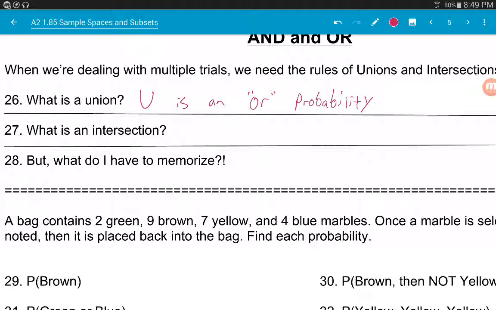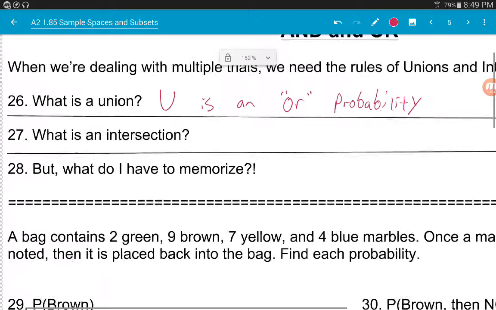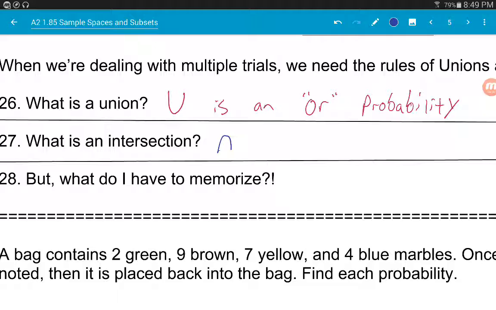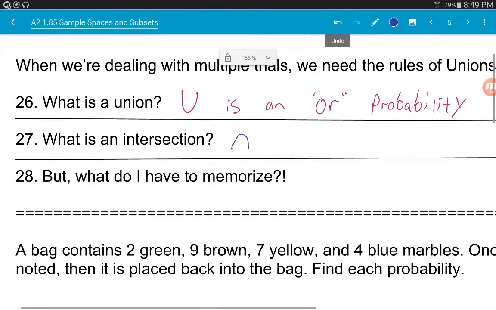What that means is that if you could get one outcome or another, and that would be okay, one or the other, then what you're dealing with is a union. For instance, if your friend was going to pick a drink for you at random, and you were okay with it being a Pepsi or a Coke, that would be a union probability. An intersection is more complicated. All you have to do is flip the sign upside down. So let's take that U and flip it upside down so it looks kind of like an N. That is messy. That's the symbol for an intersection. So an intersection is an AND probability.